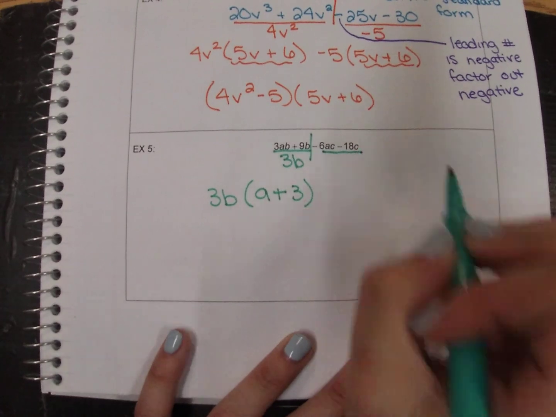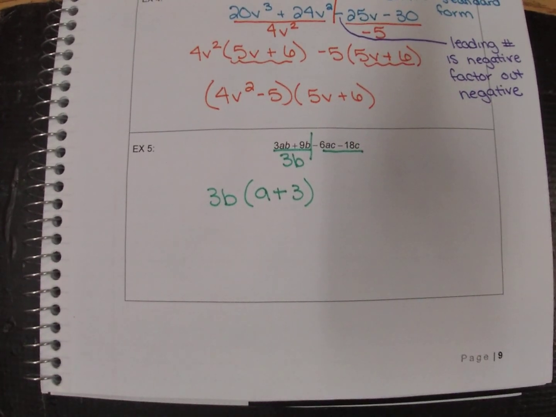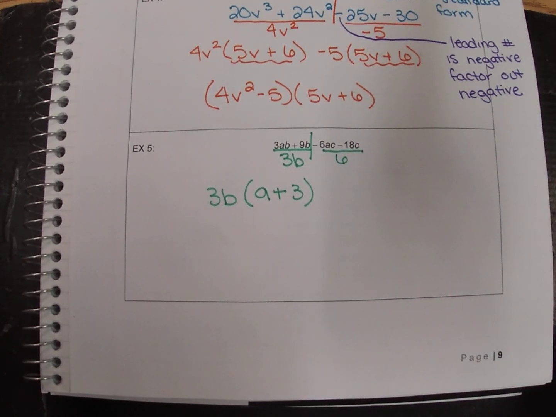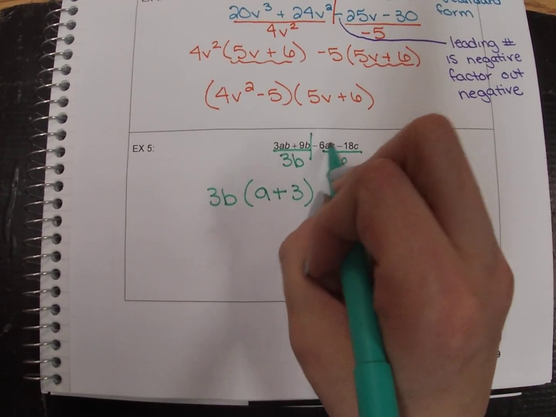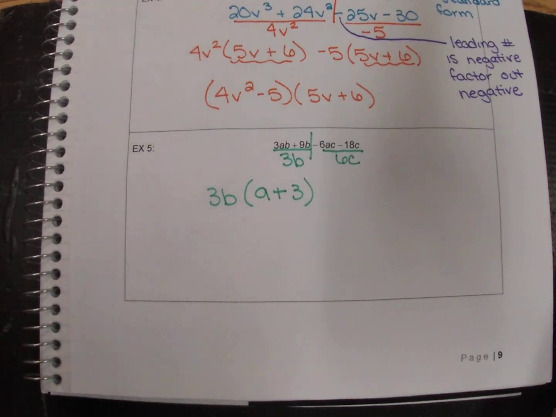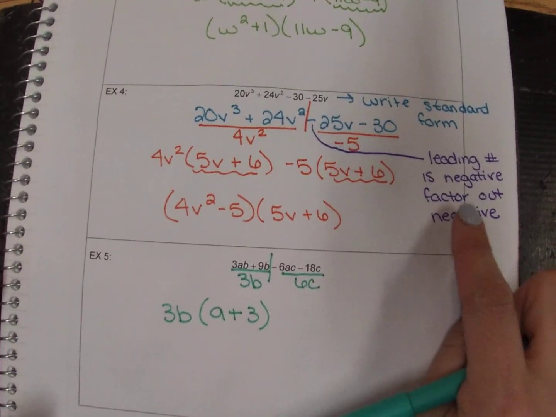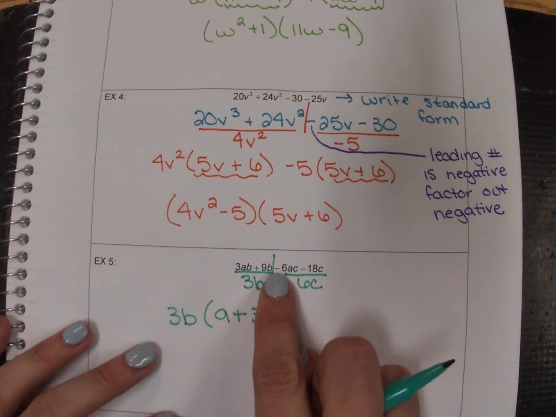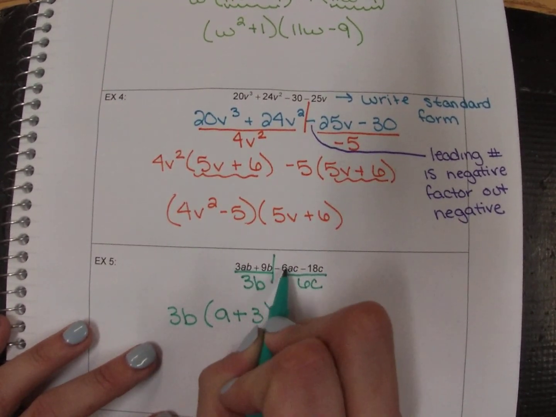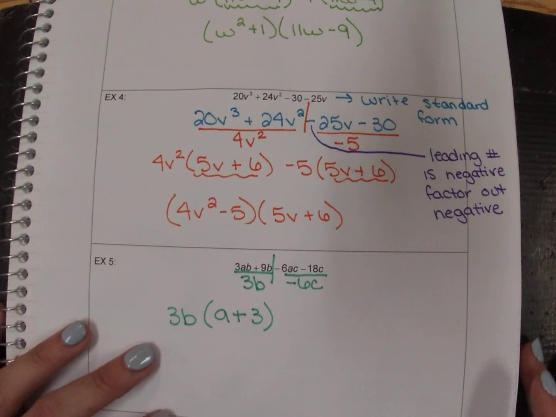Then we're going to look on the right-hand side. What goes into 6 that will also go into 18? Well, that's a 6. They do not both have the A, so we can't pull out an A, but they do both have the C. Now, if we follow the rule that we just set up above, right? If this leading one is negative, then whatever our GCF was, so we picked a 6C, but because that's negative, we're going to pick a negative 6C.